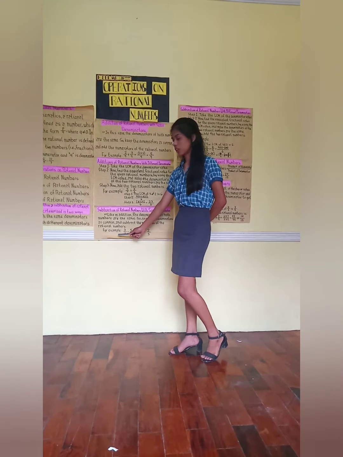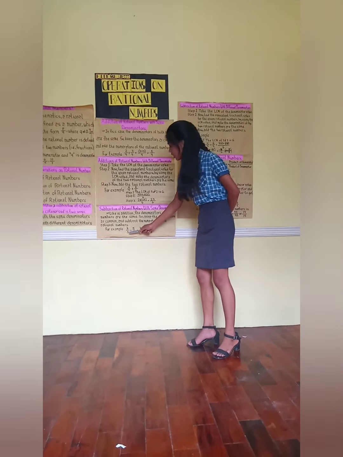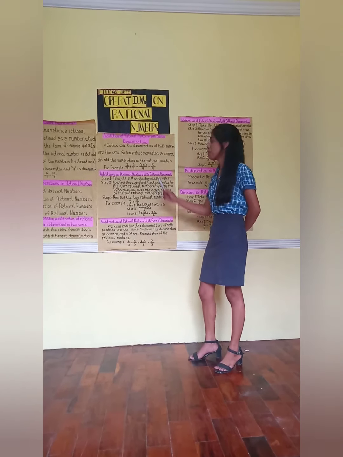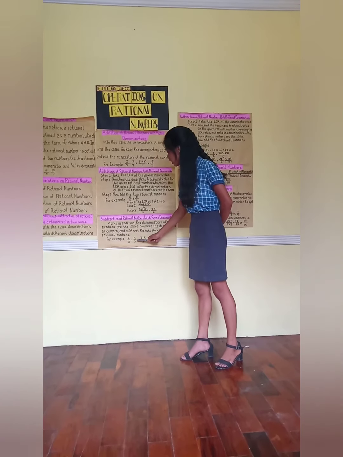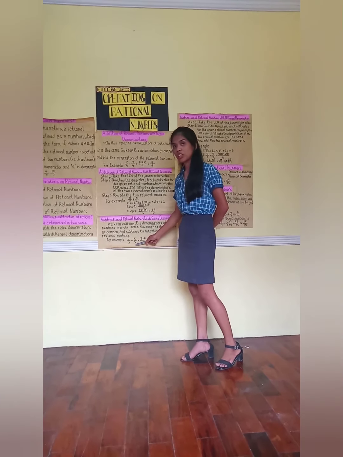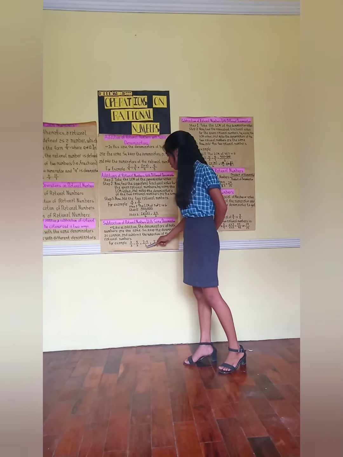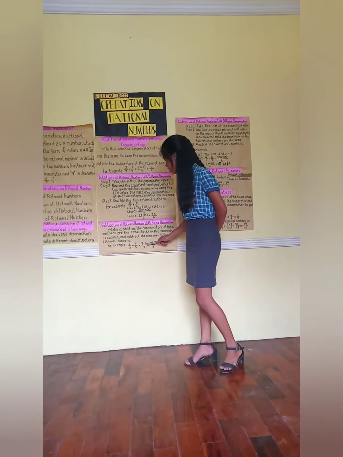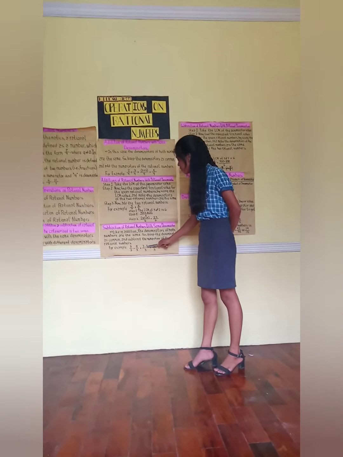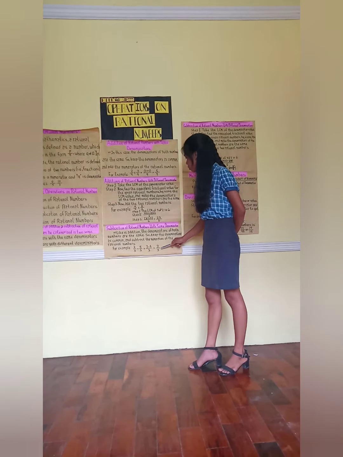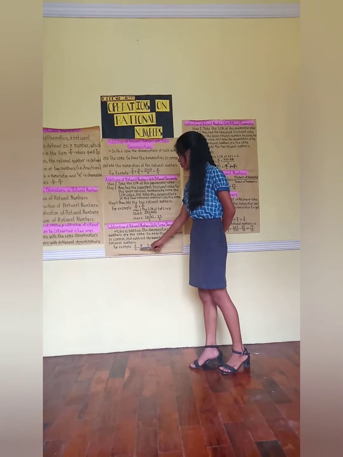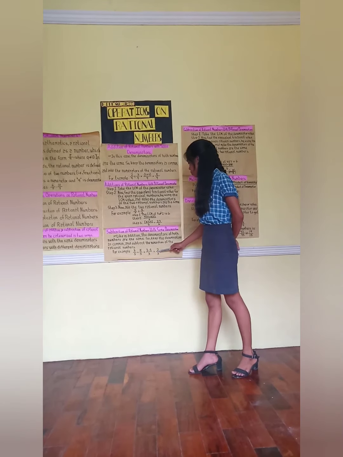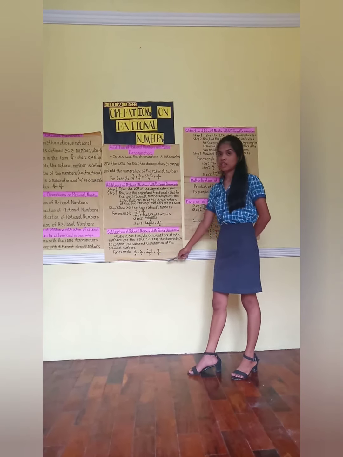For example, 7 over 3 minus 5 over 3 is equal to, same as in addition, we will keep the denominators, which is 3. Very good. Then, subtract the 7 and 5 as our numerator. So, 7 minus 5 over 3 is equal to 2 over 3. So, 7 over 3 minus 5 over 3 is equal to 2 over 3.